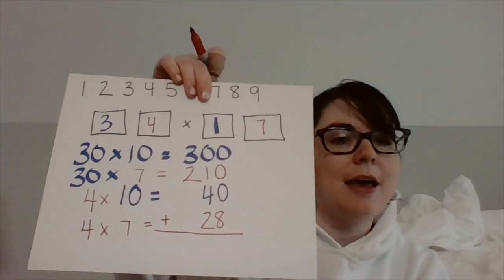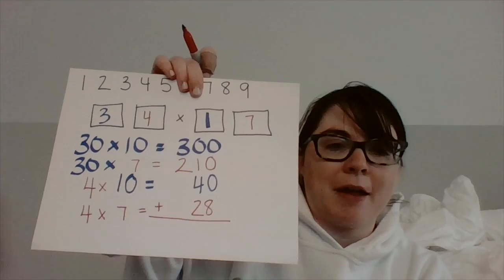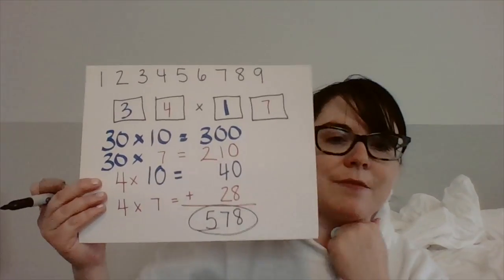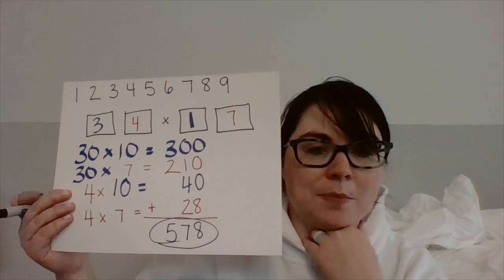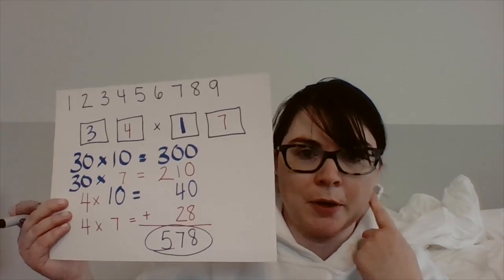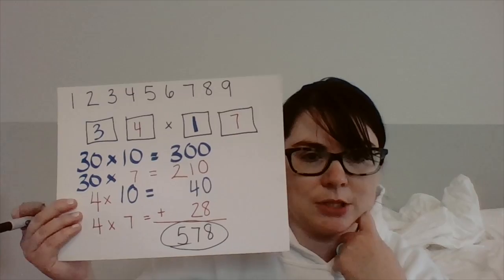Then I add. That gives me all of my partial products that I'm now going to add together to find my final product. I'm going to use black since that's my final product. So that means my final answer is 578. I hope that this video helps jog your memory on how to use partial products to multiply 2-digit by 2-digit.